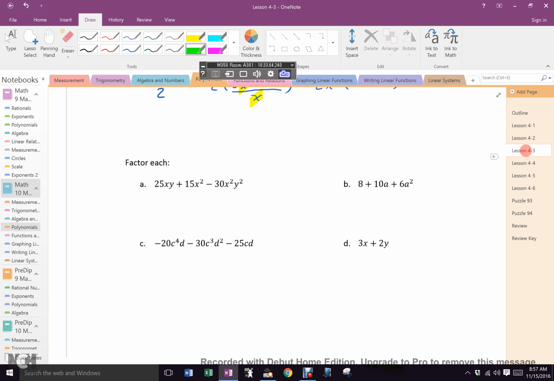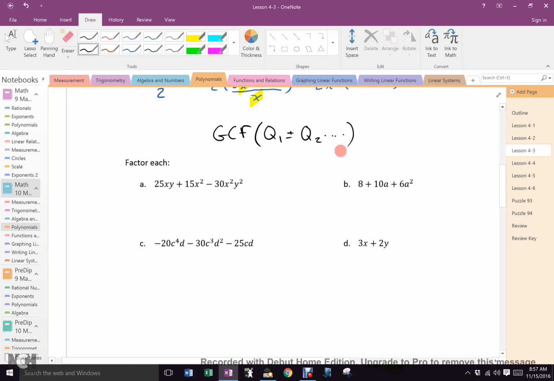Everyone okay? All right. So take a second. Work through these. Remember, this is what you do. You get a GCF and quotient 1 plus or minus quotient 2 and so on. Okay? So step 1 is find the GCF. Remember, GCF looks at numbers and variables.